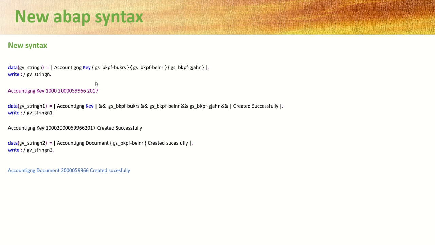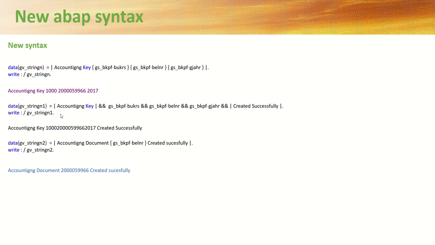Now, from the new ABAP syntax, that is 7.4 onwards, we can do the concatenate with this syntax. Here, first I have declared a variable using inline declaration. In the new ABAP syntax, we can use the pipe sign for concatenate. So my accounting key, this is a text element, and inside the curly brackets I use the variables. So you can see the output like this. By default, it is separated by space.